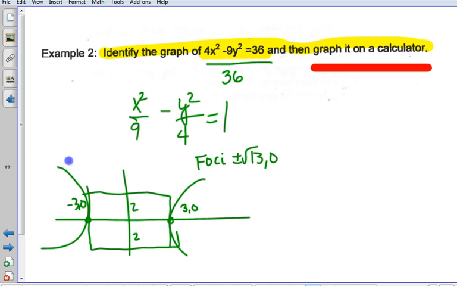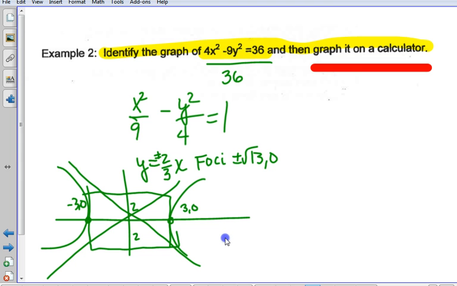And to find the asymptotes, y equals, be careful, square root of this, y over x, so it's plus or minus 2/3 x, the number under y, number under x.